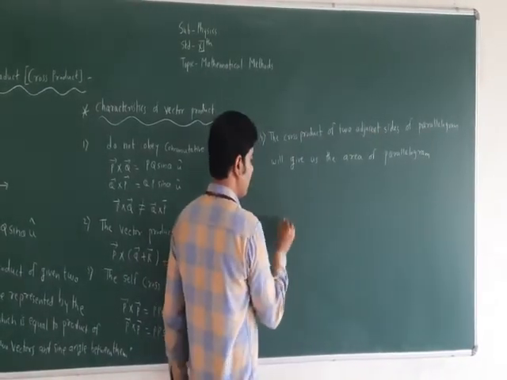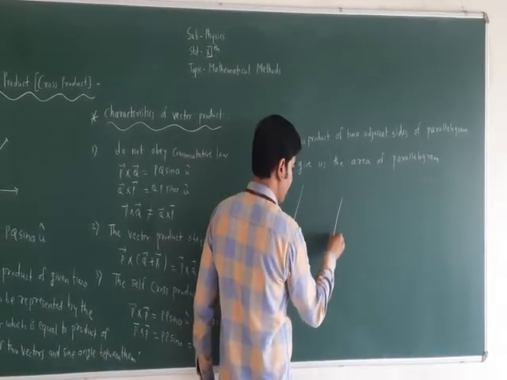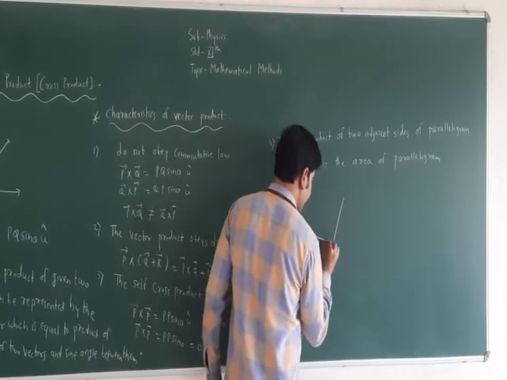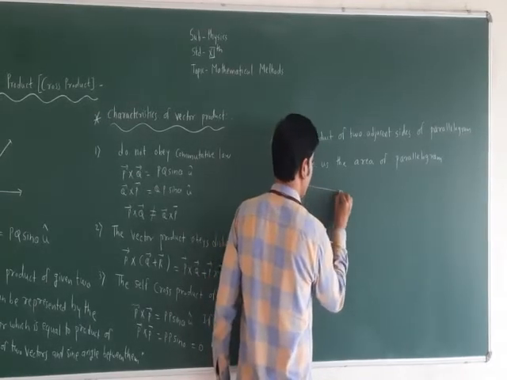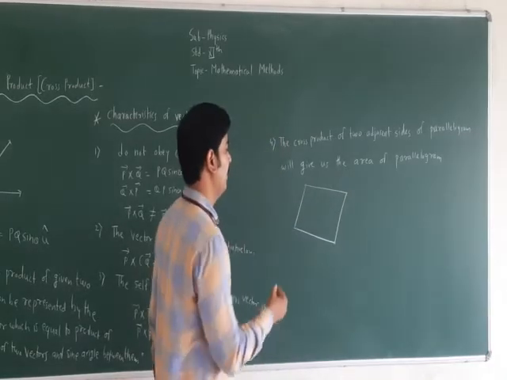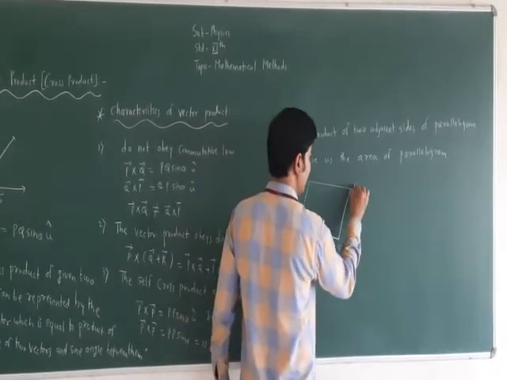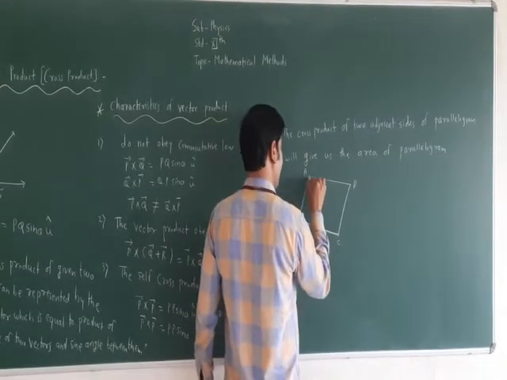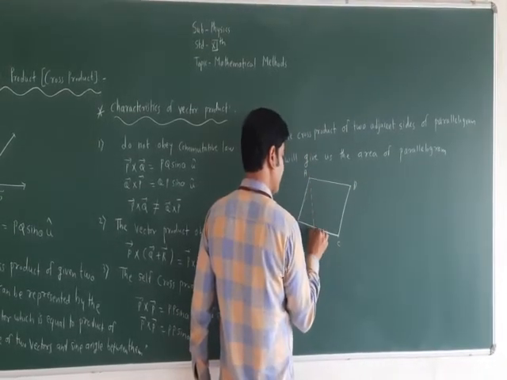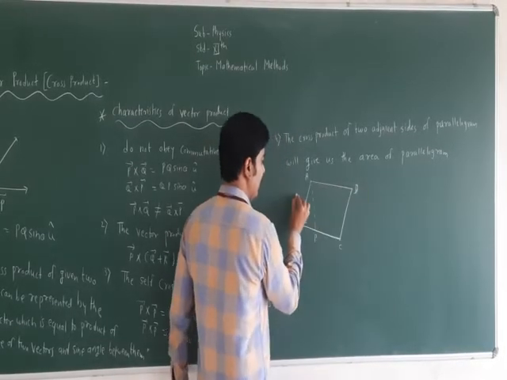In order to understand this, I am going to draw one parallelogram here. So you know that in a parallelogram, the opposite sides are equal. Suppose this is ABCD, a parallelogram, and here we have another perpendicular. Suppose here is P perpendicular, theta is an angle, right? This is a vector.